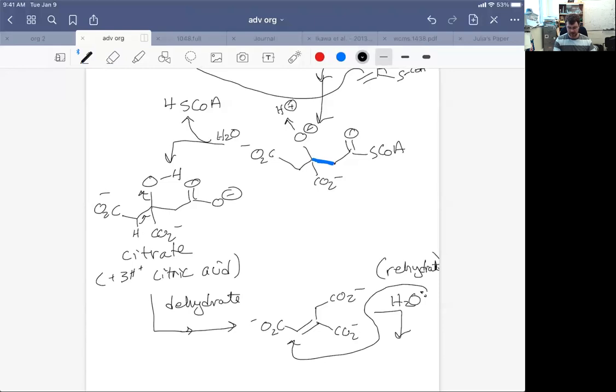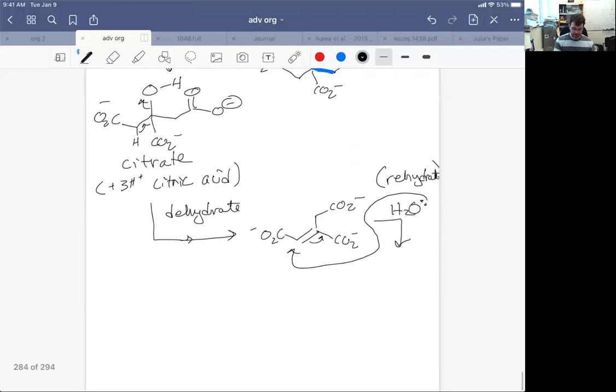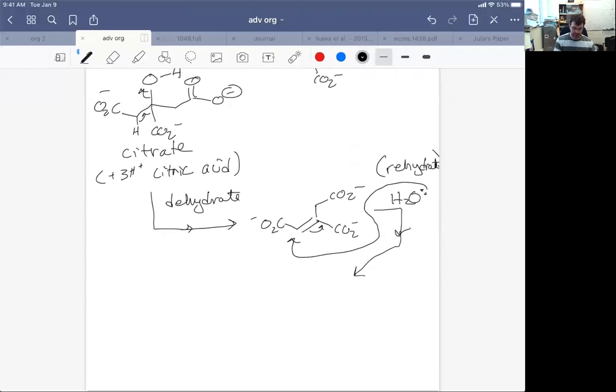It's going to add to the beta position of this alpha-beta unsaturated carbonyl. You could generate a carboxylate enolate. All of this, again, facilitated by enzyme, which takes care of the negative charges. What this means to you is that the negative charge, through that dehydration, rehydration step, moves from the central position to being next to one of the CO2 minuses. And this is isocitrate.